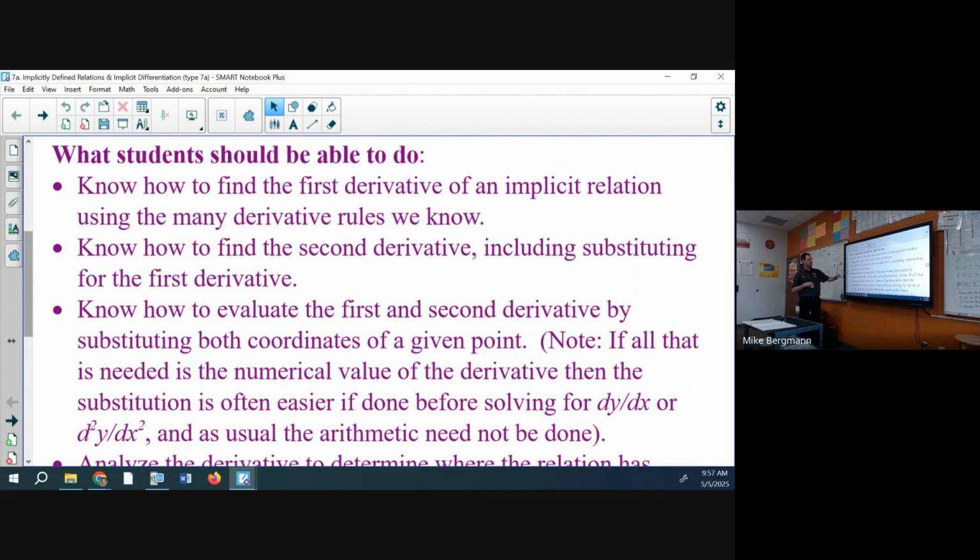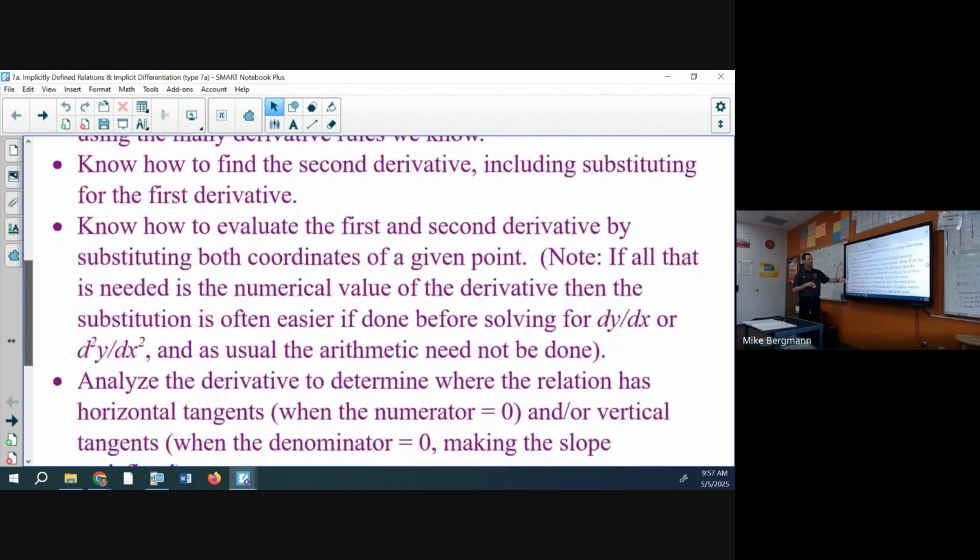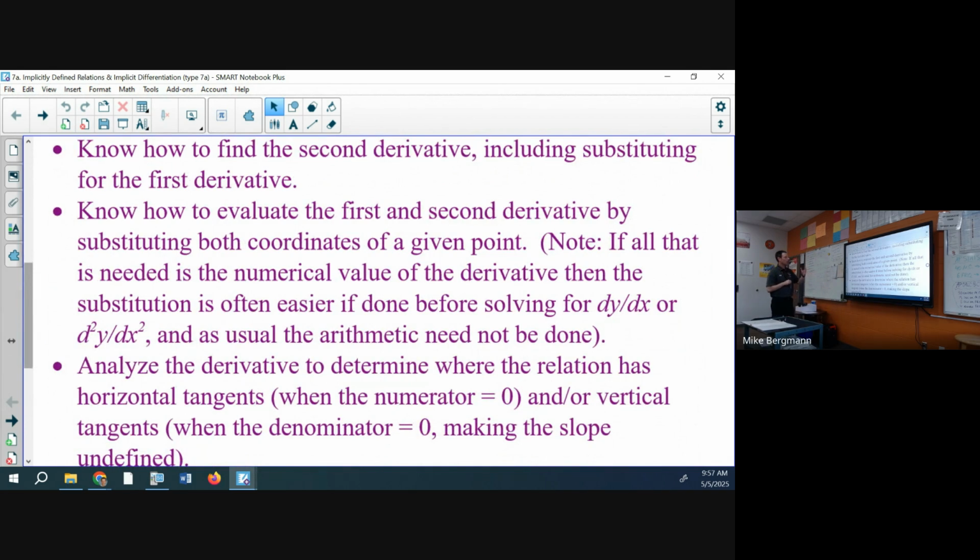Know how to evaluate the first and second derivative by substituting both coordinates of a given point. Note, if all that is needed is the numerical value of the derivative, then the substitution is often easier if done before solving for dy dx or d squared y dx squared, the second derivative. And as usual, the arithmetic need not be done, so you might not have to simplify necessarily. If all you're trying to do is show if something is concave up or concave down, you might just have to find whether the second derivative is positive or negative. You might be asked what the second derivative actually is, and at that point you have to find the actual numerical value. It all just depends on what they're asking for.